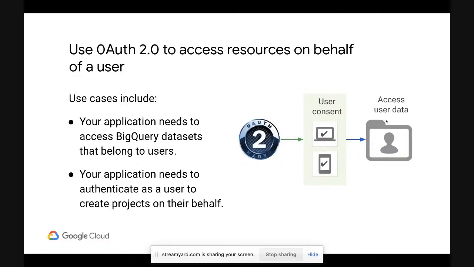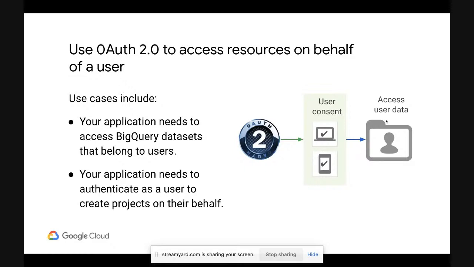OAuth 2.0 to access resources on behalf of a user. It is generally best to use service accounts for authentication to, like I said, Google Cloud APIs. In some cases, you might want to access a resource on behalf of a user.